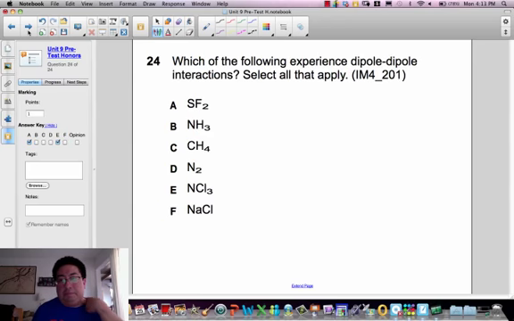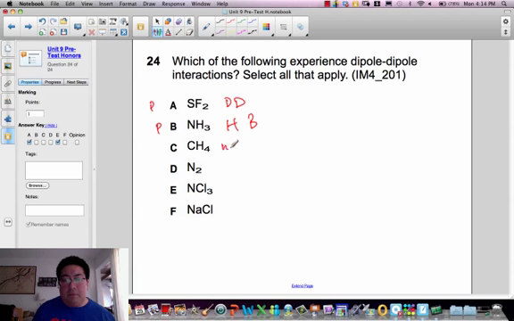And then the last one, you're looking for dipole-dipole interactions. Again, you're looking for something that's polar, and you're looking for something where the H is not connected to an O, F, or N. So SF2, we just did SF2 before. We know this one's polar, and the interaction will be dipole-dipole. NH3, even though it's polar, its interaction is hydrogen bonds, so this one would not be a choice.